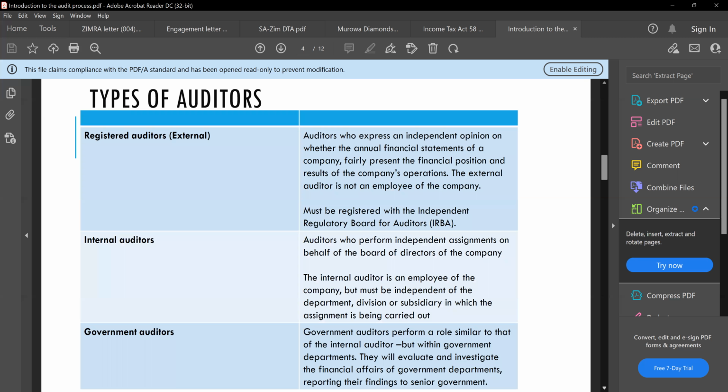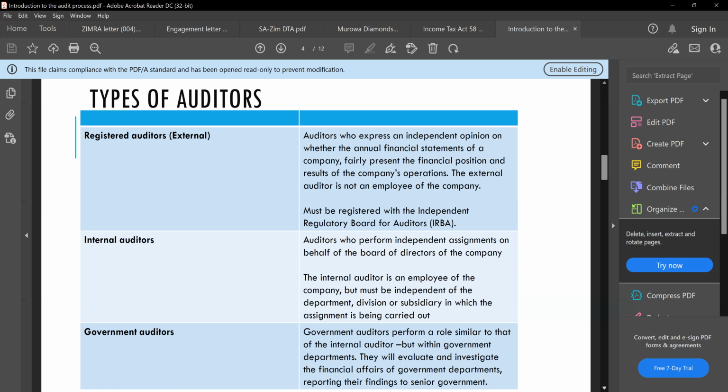So let's take a look at the different types of auditors. There's registered auditors, who are external auditors. These are auditors who express an independent opinion on whether the annual financial statements of a company fairly present the financial position and results of the company's operations.